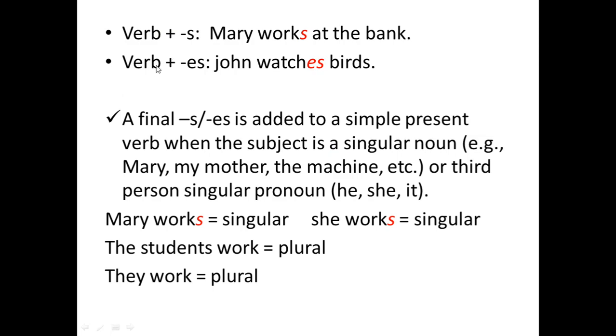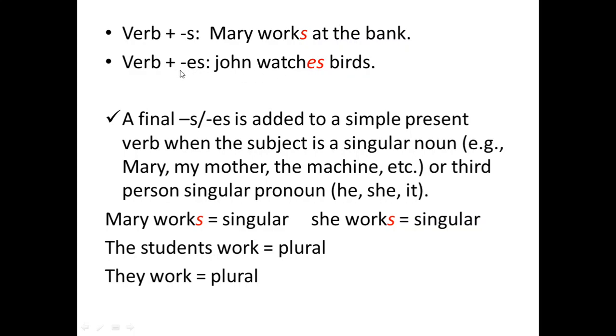So now for verbs. What if we added just an S to a verb? Mary works at the bank. This is a simple present, or present simple. We added the S to the verb, right? How about an ES? John watches birds. Again, I'm going to be talking about this E. Why did we use ES instead of S for this? Why couldn't we just say John watchs, with S, not ES? I'm going to be explaining that in just a minute, okay?